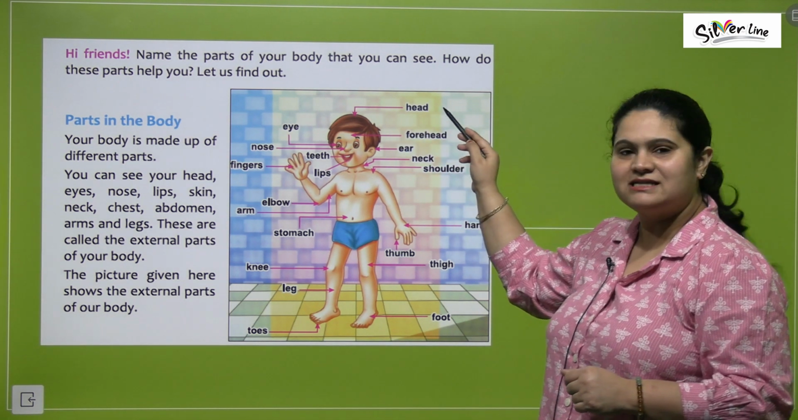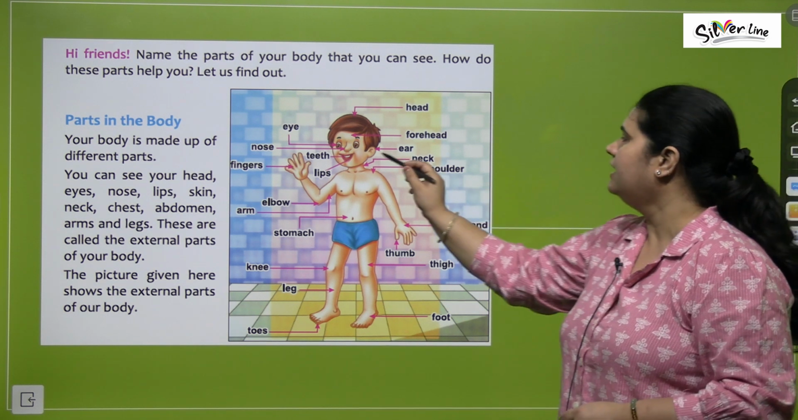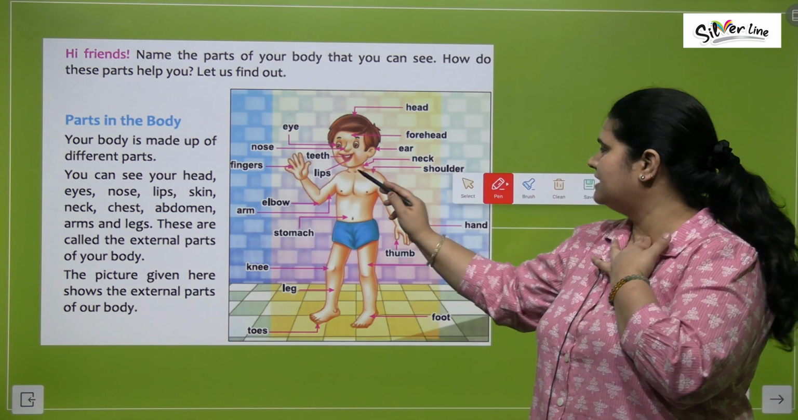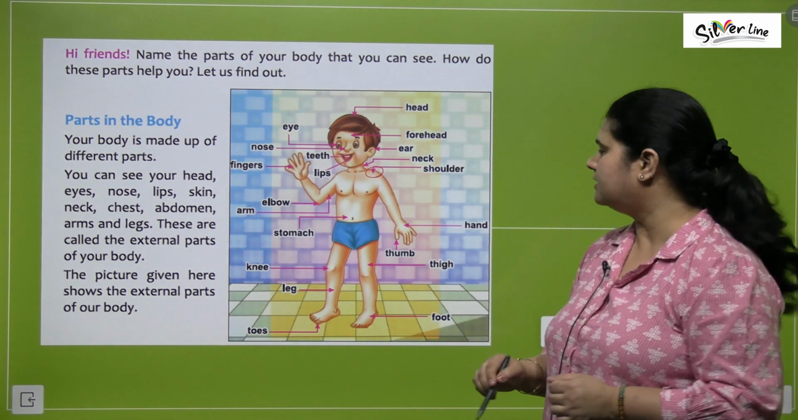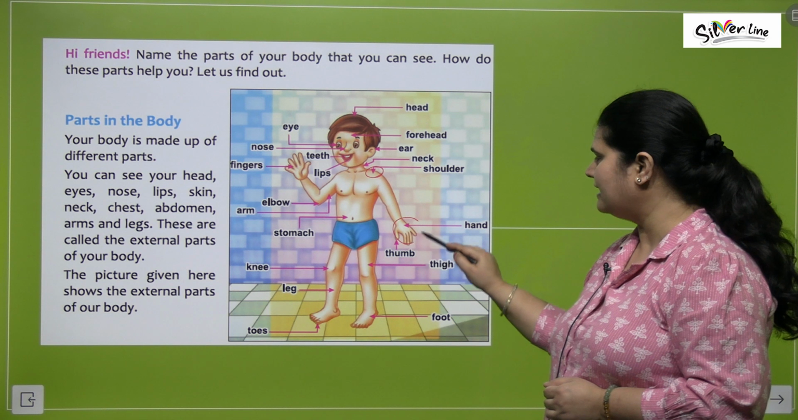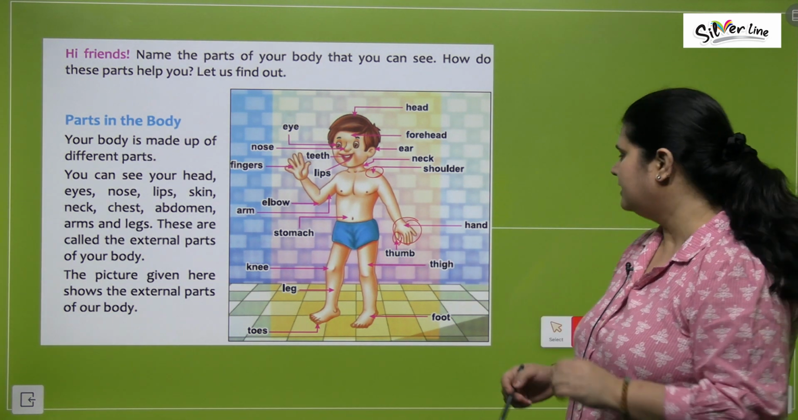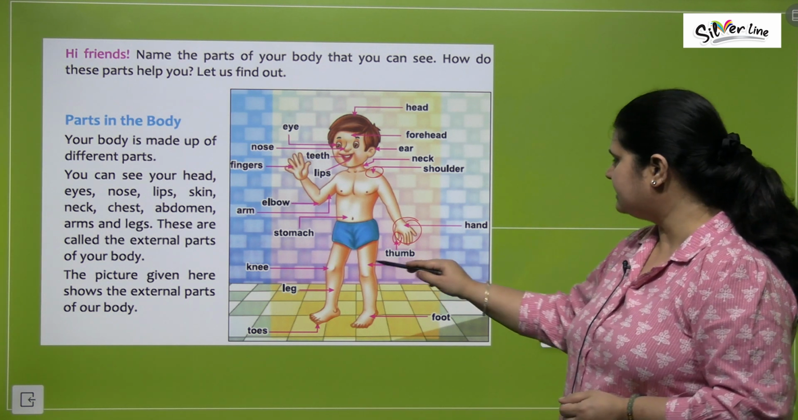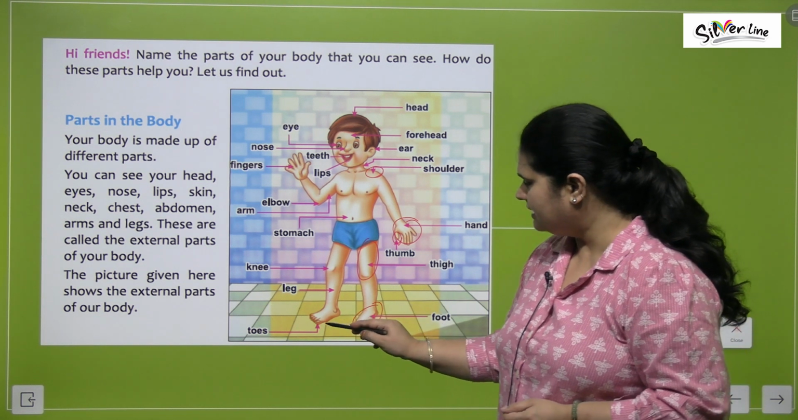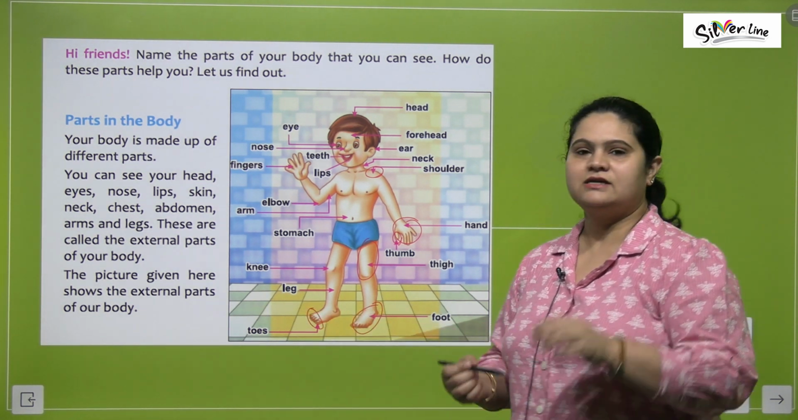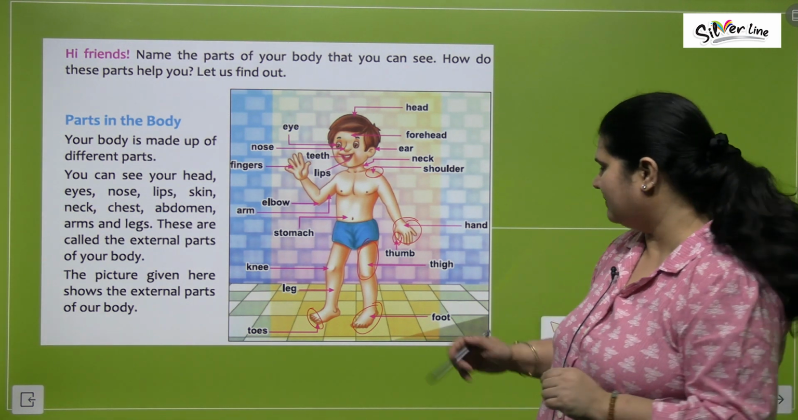This is your head, right? This is forehead. Then you can see ear. This part is your neck. Here is the shoulder. Then this is the hand and this is known as the thumb. Clear? It is known as thumb. Then this is called the thigh. This is foot. These are toes. जो हमारे पैरों की उंगलियां होती हैं उन्हें हम toes कहते हैं.